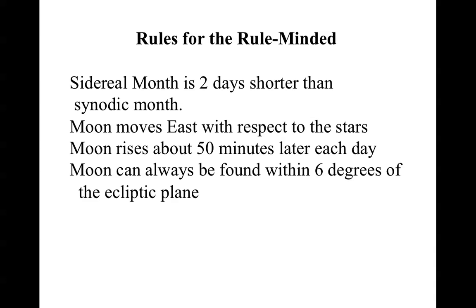The moon moves to the east with respect to the stars. So the moon rises in the east and sets in the west every day, but relative to the stars, it moves to the east. The moon rises about 50 minutes later each day, and the moon can always be found within 6 degrees of the ecliptic plane.